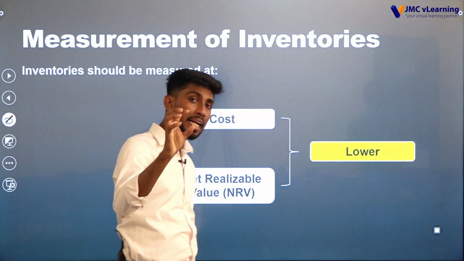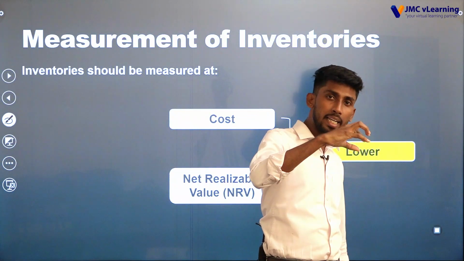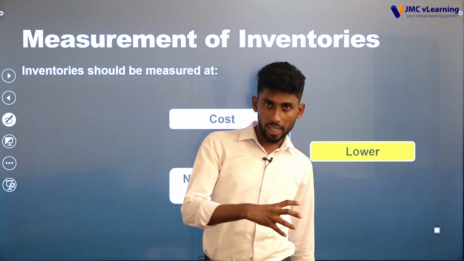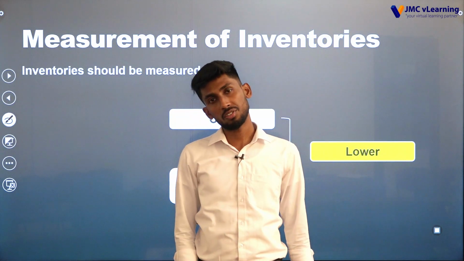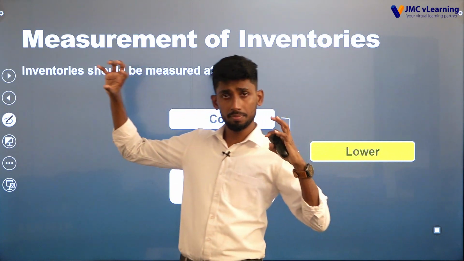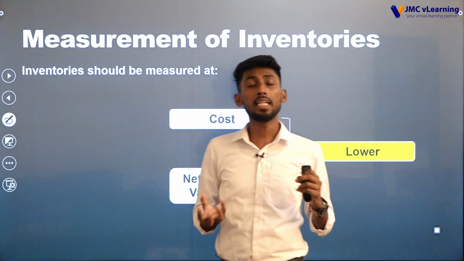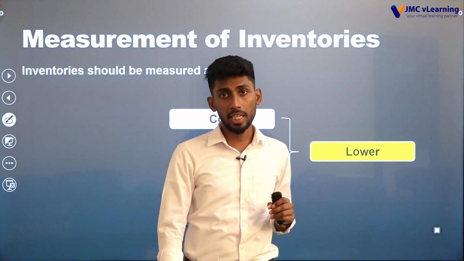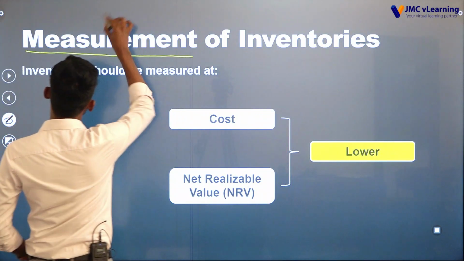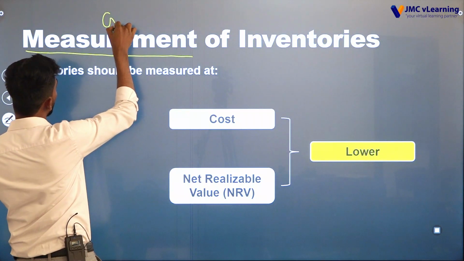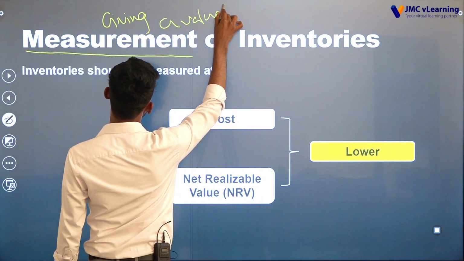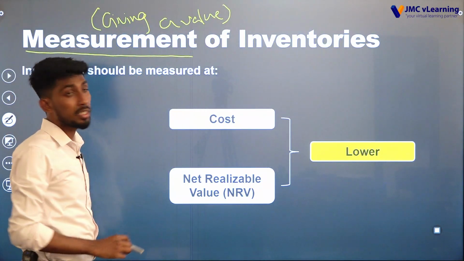Now, after identifying the inventories, we need to take those inventories into the financial statements. When we are taking those inventories into the financial statements, we need to give a value. That is known as measurement. Measurement means giving a value. You have learnt all these things.